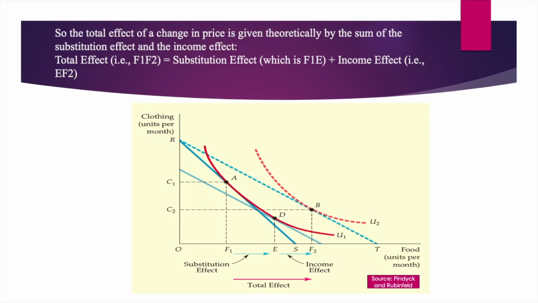So, the total effect of a change in price is given theoretically by the sum of the substitution effect and the income effect. So, total effect, that is F1F2, is the sum of substitution effect, which is F1E, and income effect, that is EF2.